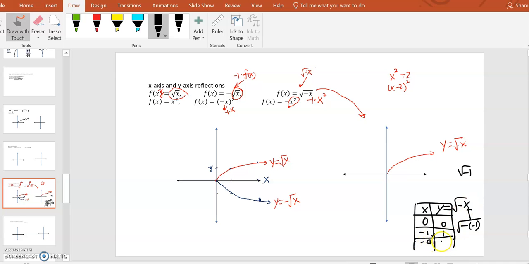So we can pick -4, that gives us square root of 4, which is 2, and so on. So this time, notice that previously we picked (0, 0), (1, 1), and (4, 2). This one is (4, 2), and this point is (1, 1). But this time we're going to have to change all the x values from +1, +4 to -1, -4.